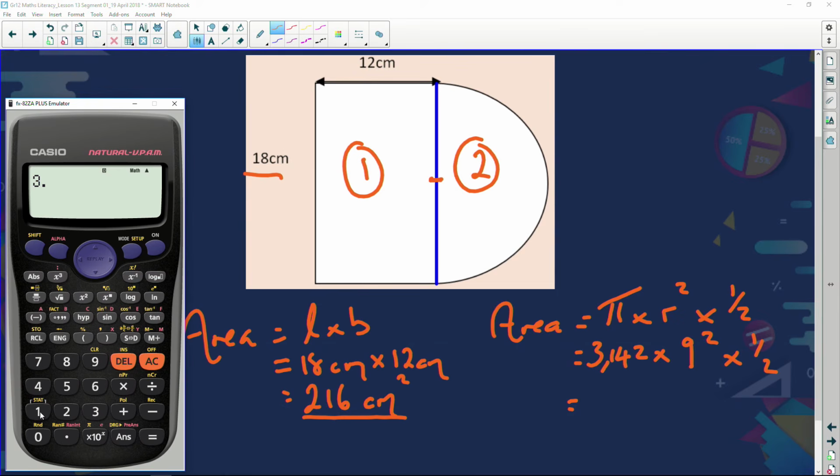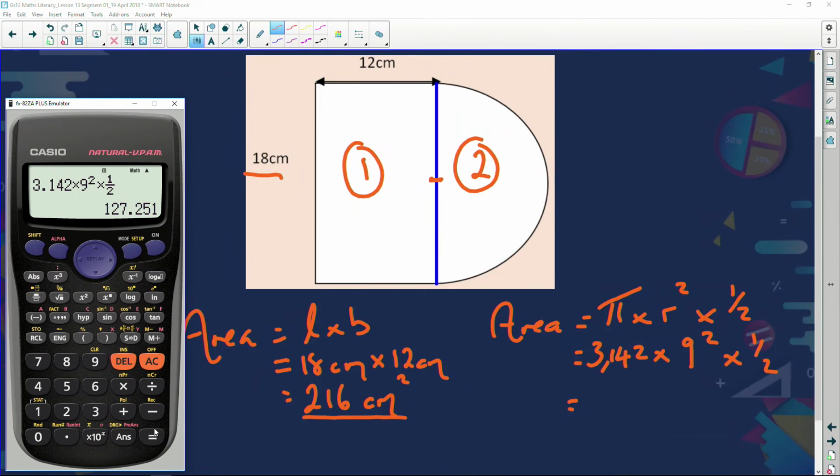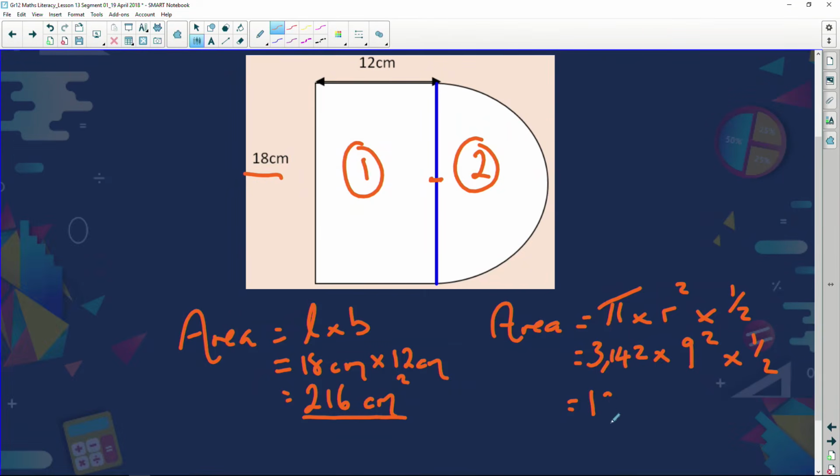I'm going to say 3.142, multiply that by 9 squared, multiply that by a half, or 0.5. Sometimes I use 0.5, sometimes a half, because some people like putting 0.5 and other people like putting a half. Equals, and there's my answer, 127.25. So 127.25 centimeters squared.